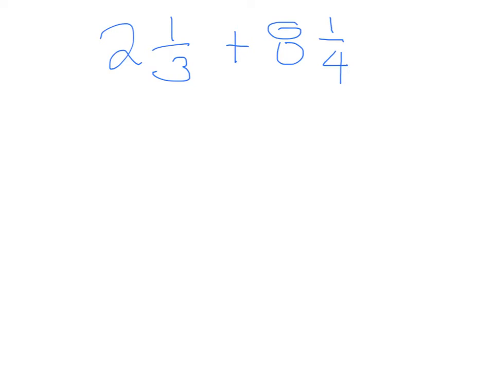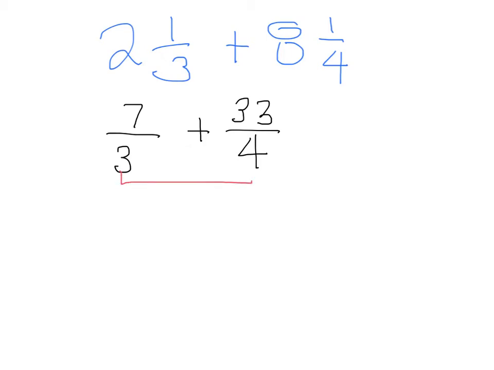Alright. Here, if we look back at our foldable, we know when we have mixed numbers, we have to switch them back to improper fractions. So 2 times 3 is 6, plus 1 is 7, so we have 7/3 for our 2 and 1/3. 8 times 4 is 32, plus 1 is 33/4. From class, we know that the common denominator of 3 and 4 is 12. So we're going to multiply 7/3 by 4/4. And we're going to multiply 33/4 by 3/3.